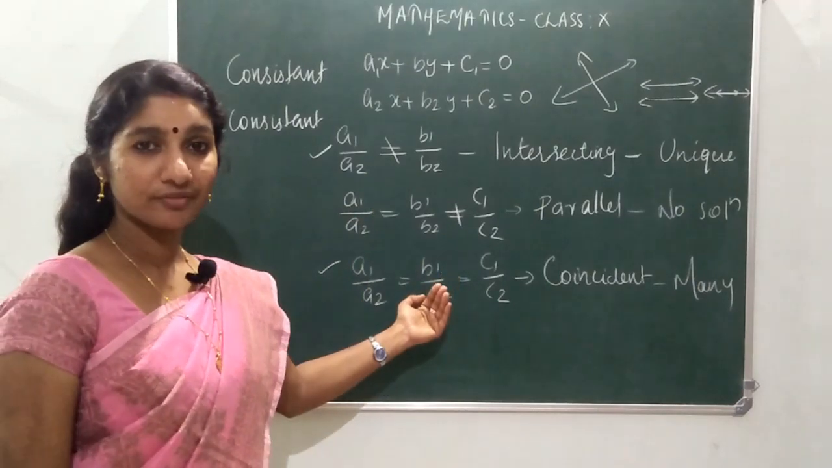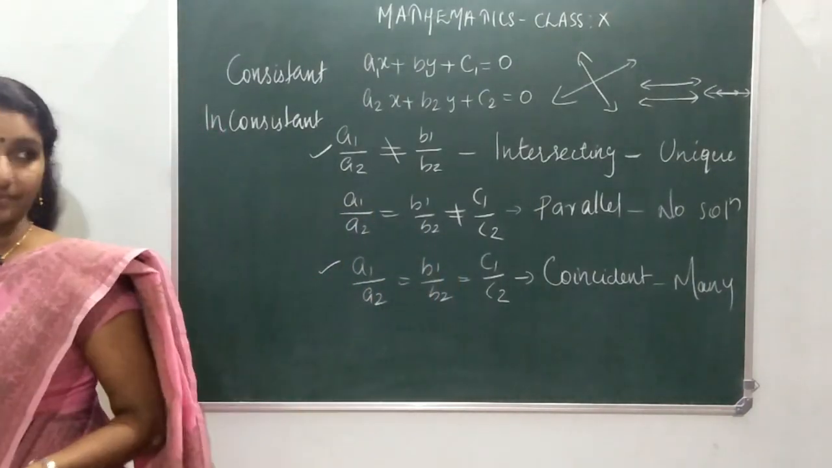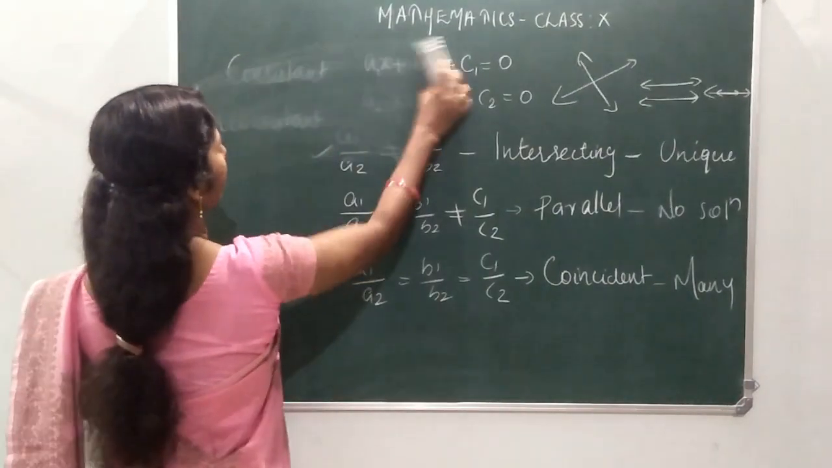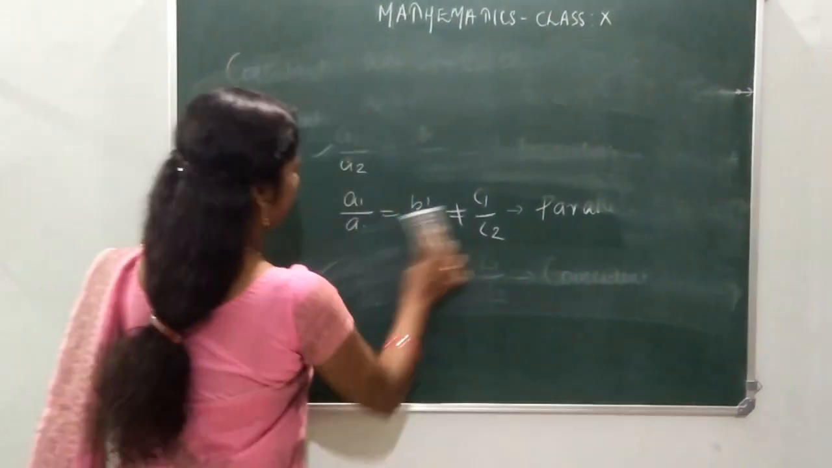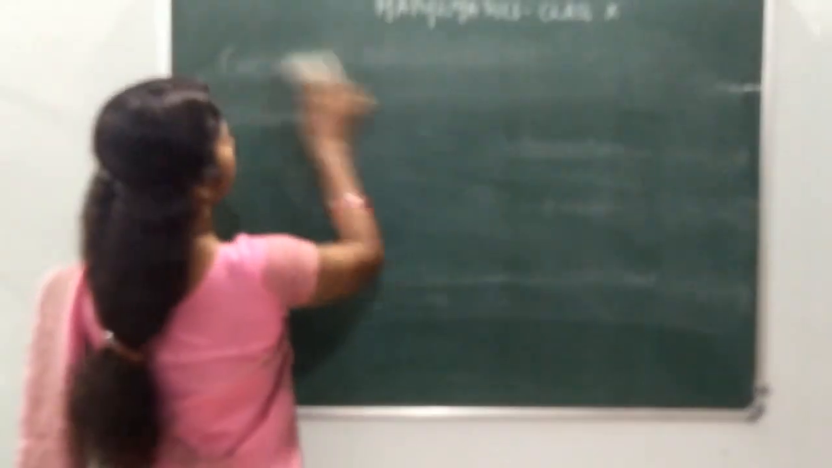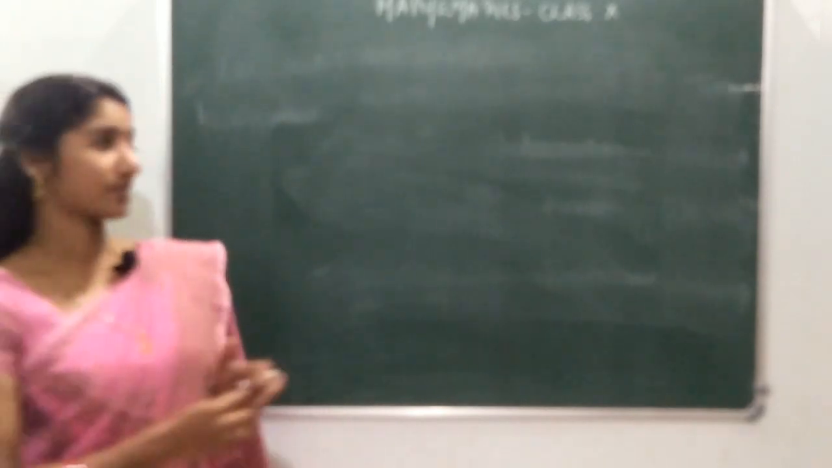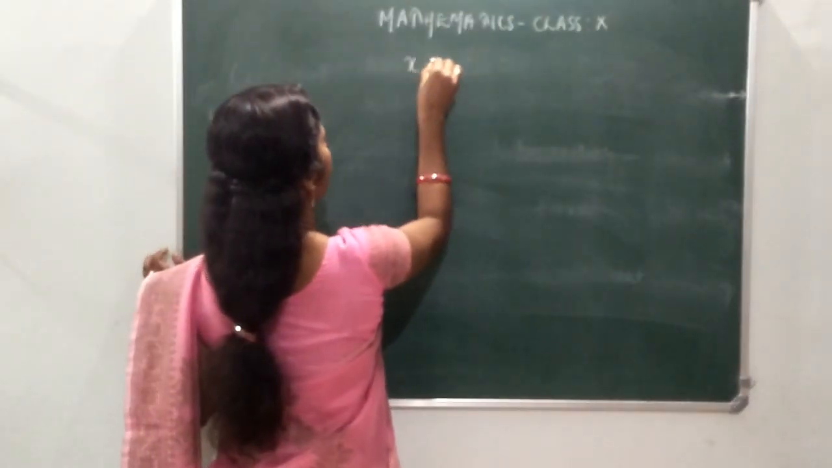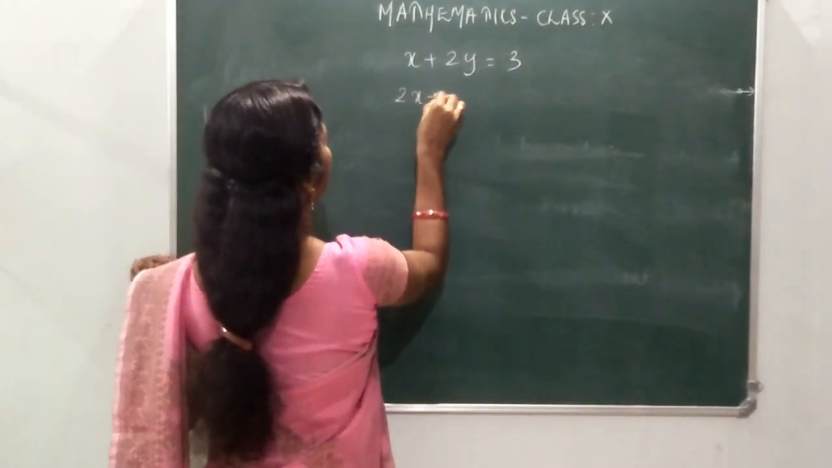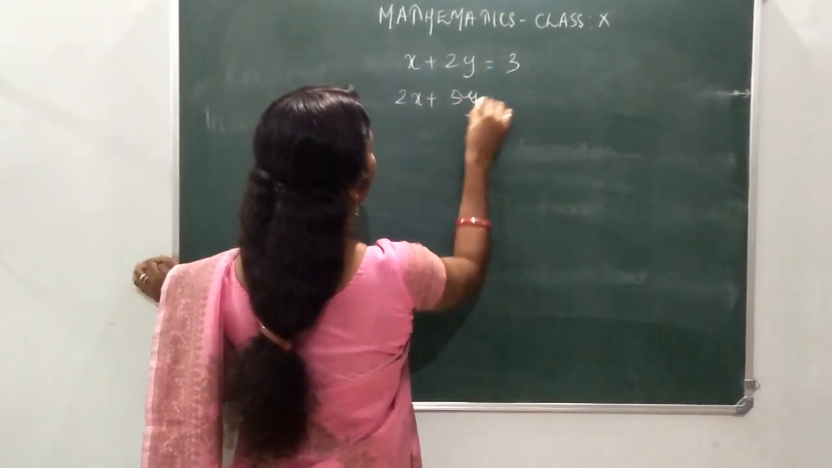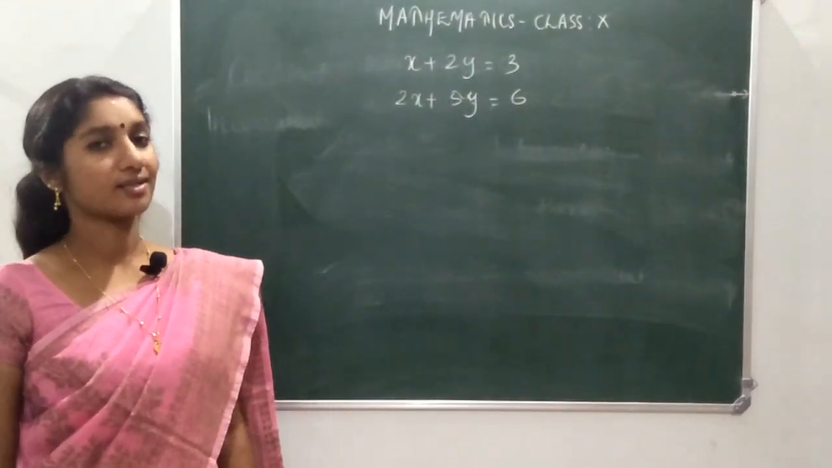Up to here is okay for you? I believe, no doubt. Then next, based on this idea we can do some problems. One problem is given: x plus 2y is equal to 3 and 2x plus 5y is equal to 6. We need to check whether they are consistent or not.